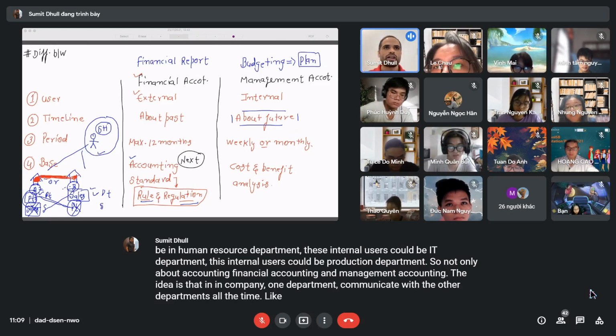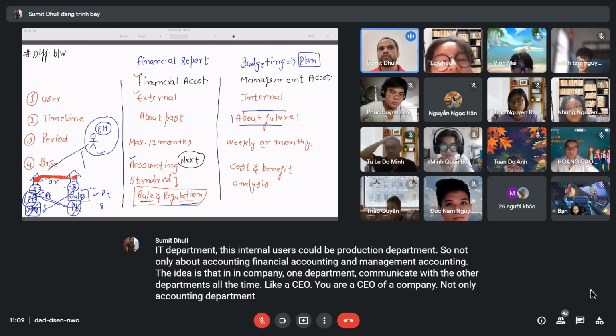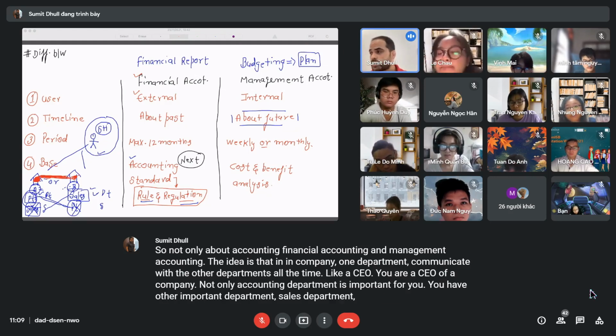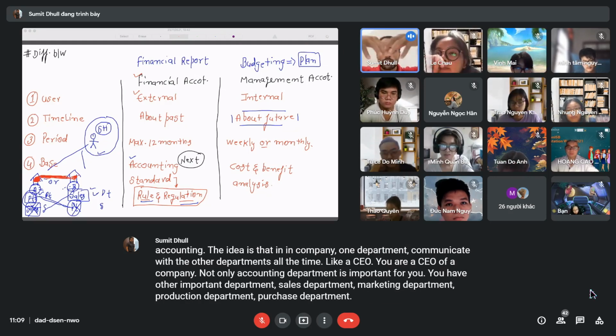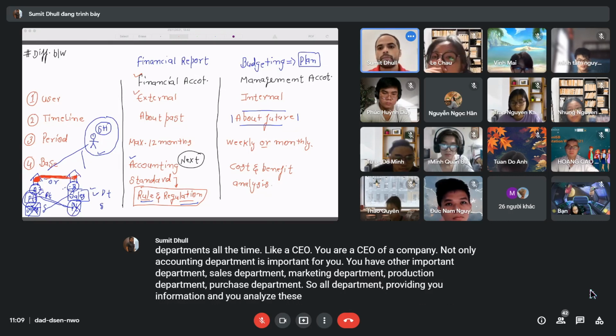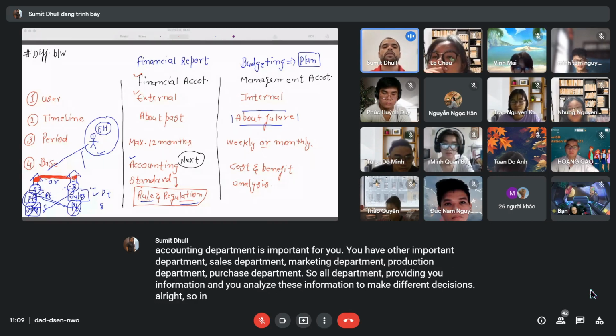Like a CEO, you are the CEO of a company. Not only the accounting department is important for you. You have other important departments: sales department, marketing department, production department, purchase department. So all departments provide you information, and you analyze this information to make different decisions. All right, so in a company, all departments work together. They transfer information to each other.